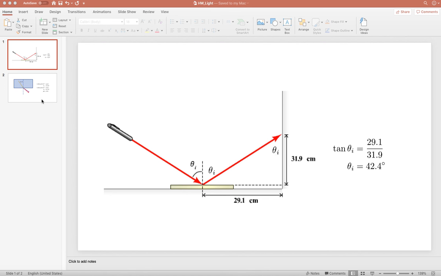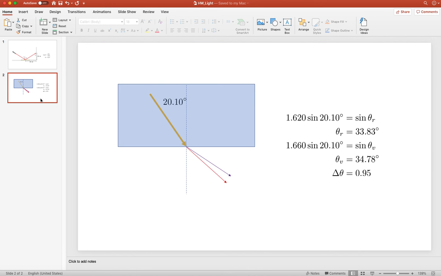The second question I received is actually for question 6, and that has a beam. It says a white beam. I don't know why I made it yellow. A white beam that's coming from glass and then refracting out into the air. So it's going from the glass index of refraction to the air index of refraction.